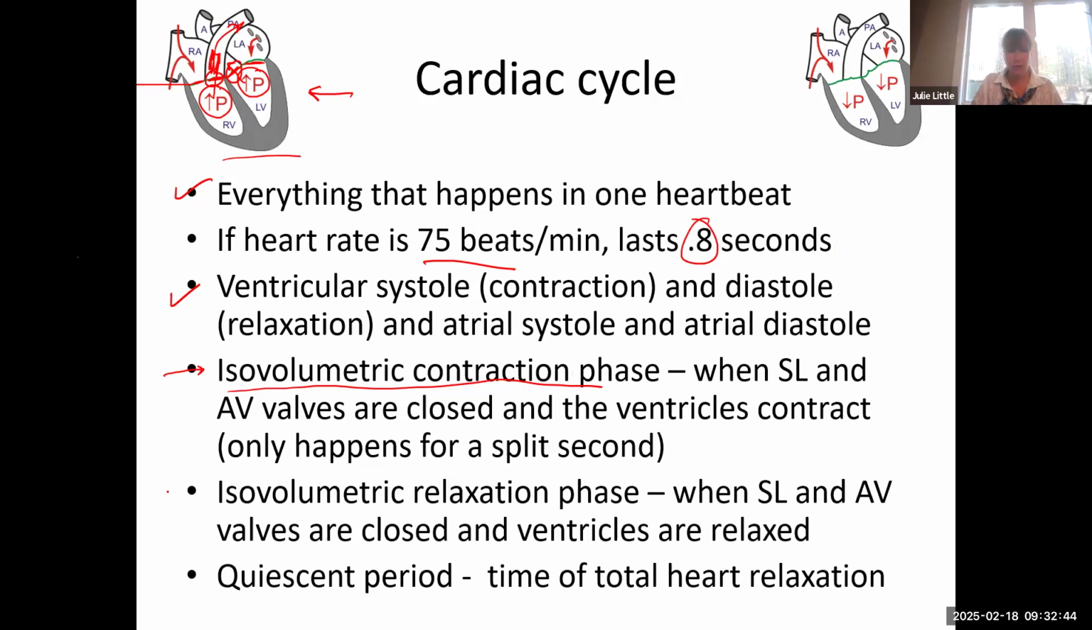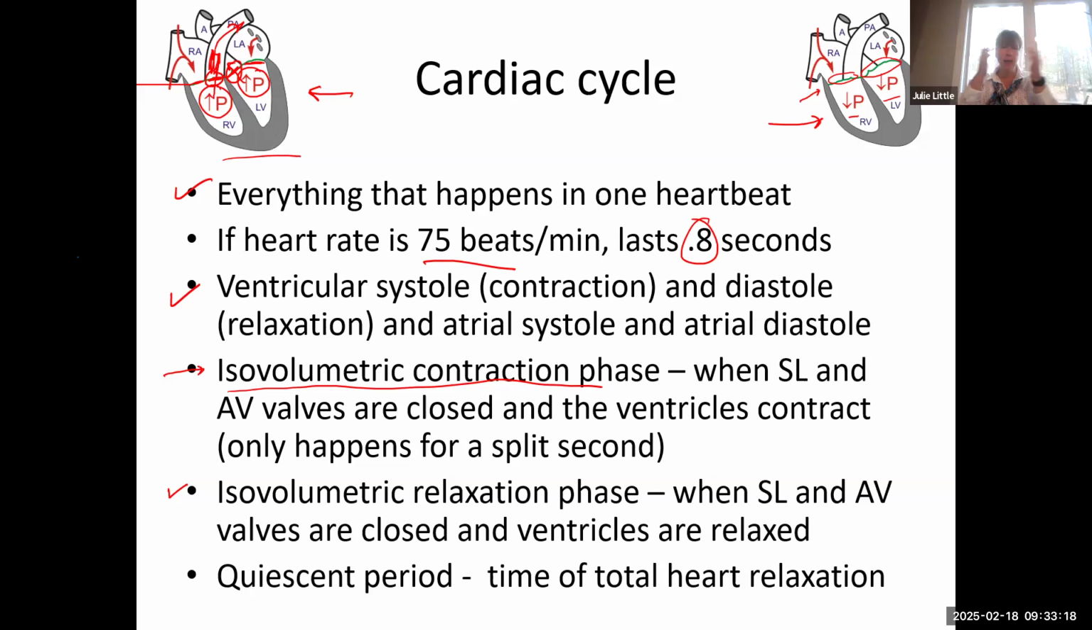In the isovolumetric relaxation phase, this is going to come after the isovolumetric contraction phase. And in this, pressure is down. So this is this picture up here. We've got pressure down in the ventricles, but for just a small moment in time, all of these are closed. All of your SL valves, of course, are going to be closed in this phase, but it's strange, after the ventricles have contracted, to have the AV valves closed, but they're still closed.